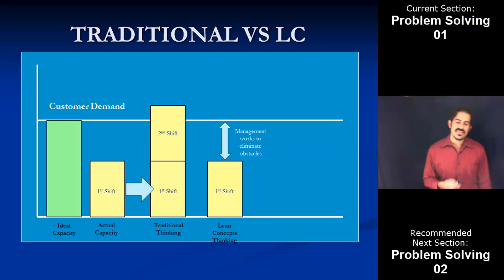So in the lean concepts world, what we really want to do is work to eliminate those obstacles that are preventing us from reaching our ideal capacity. Right? We don't want to cover it up with more stuff, we want to find out what's wrong and fix it.